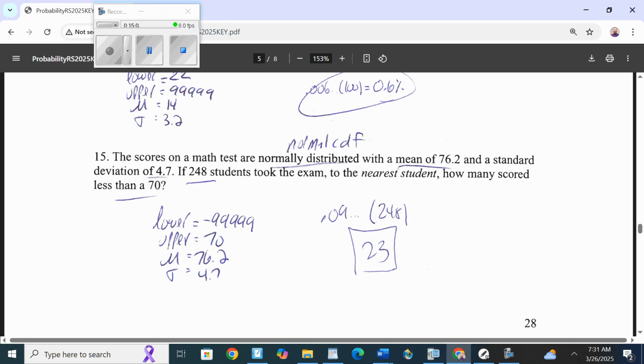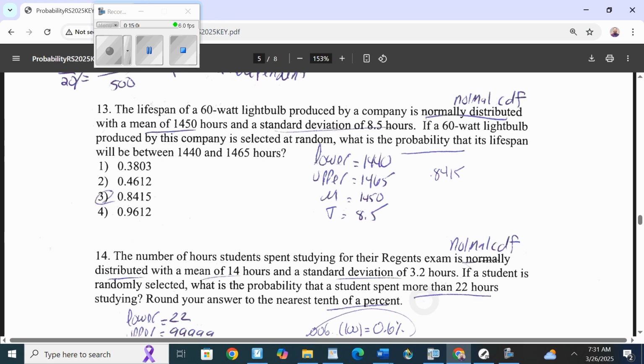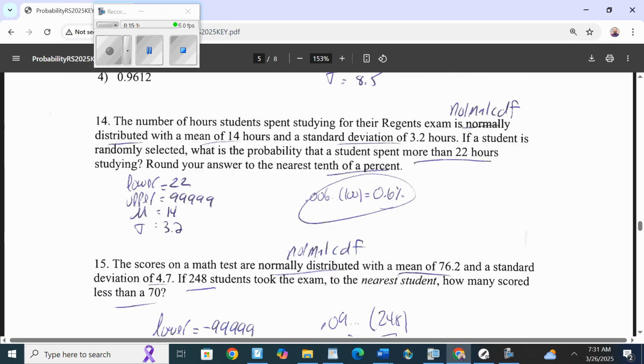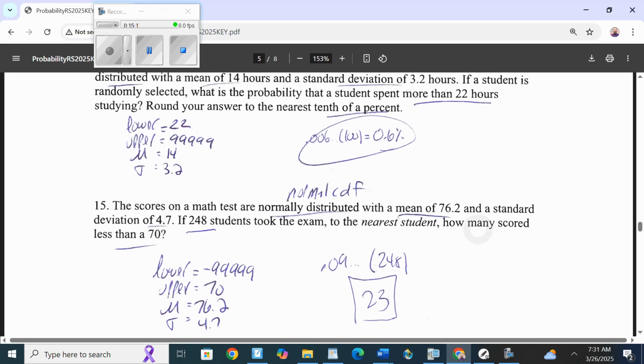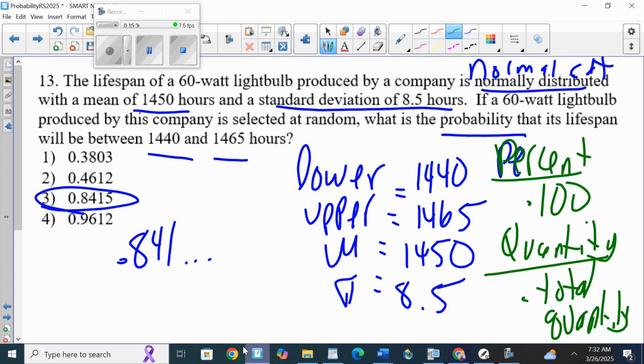So again, if it asks you for a probability, like number 13, you're done. If it asks you for a percent, you multiply by 100. If it asks you for a quantity, you multiply by the total quantity. If it's less than a certain value, then your lower is negative 99999. If it's more than a certain value, your upper is positive 99999. All right, back to this.